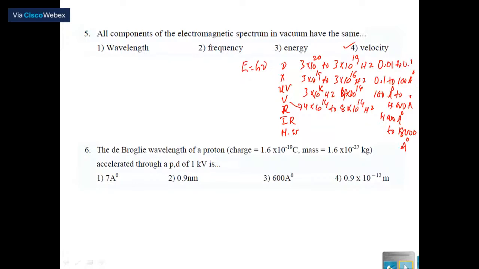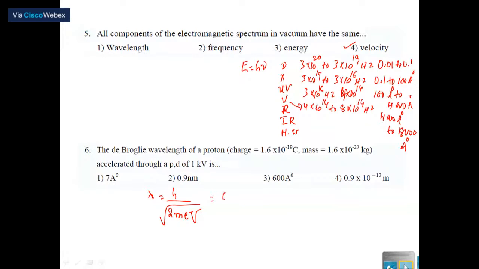Next one, the de Broglie wavelength of a proton accelerated through a potential of 1 kilovolt. The de Broglie wavelength in terms of the potential is h over root of 2m e V, and in terms of the kinetic energy, h over root of 2m E. So just substitute the values.